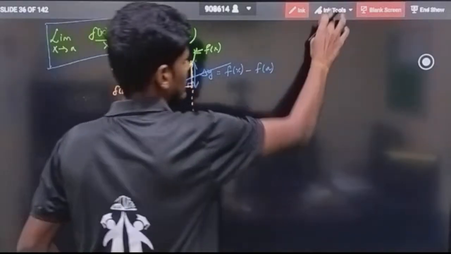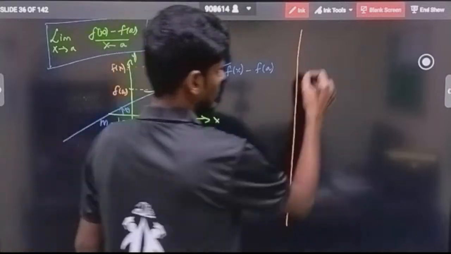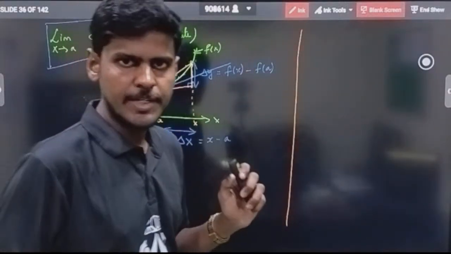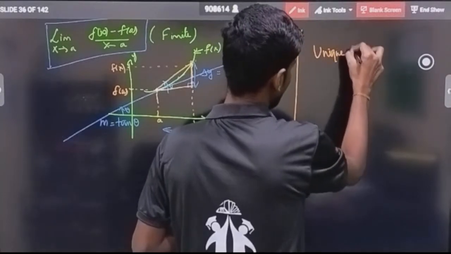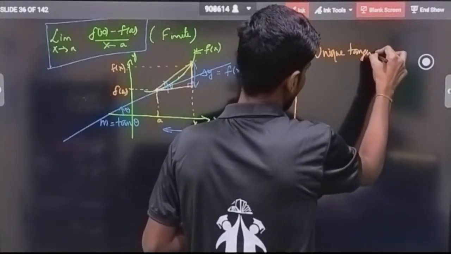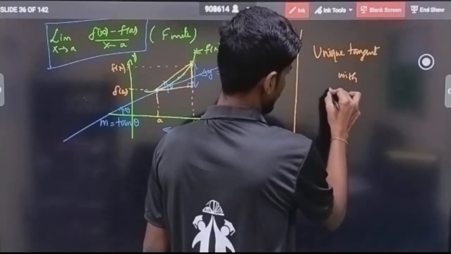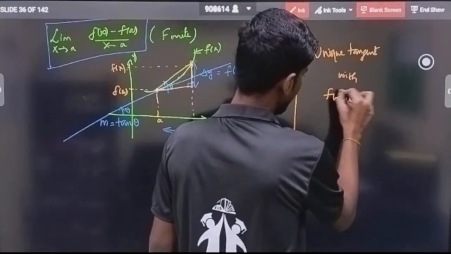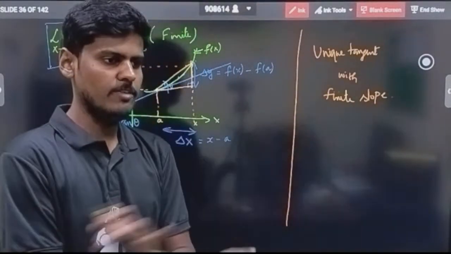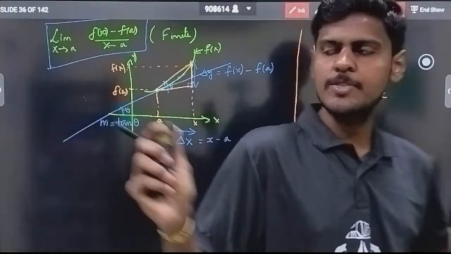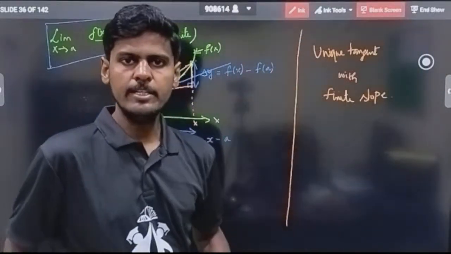In other words, we can write this as: the geometrical meaning of derivative is nothing but having a unique tangent with finite slope. This is the meaning of derivative. You just need to remember this, students. Just remember these two keywords. All the derivative problems are only based on this. So what is it? Unique tangent with finite slope.